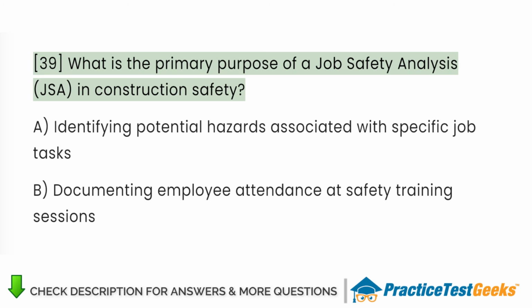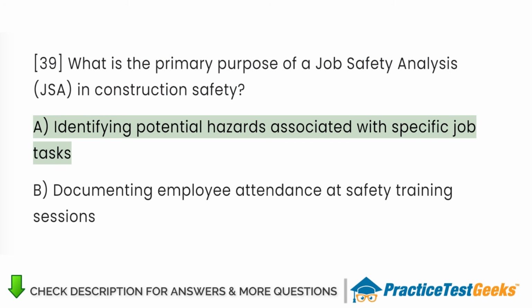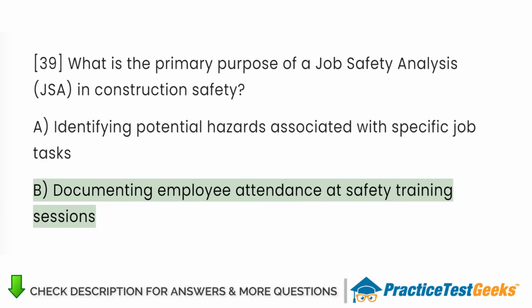What is the primary purpose of a job safety analysis, JSA, in construction safety? A. Identifying potential hazards associated with specific job tasks. B. Documenting employee attendance at safety training sessions.